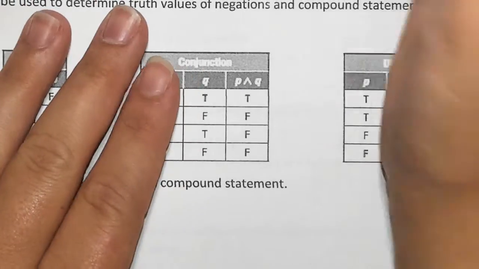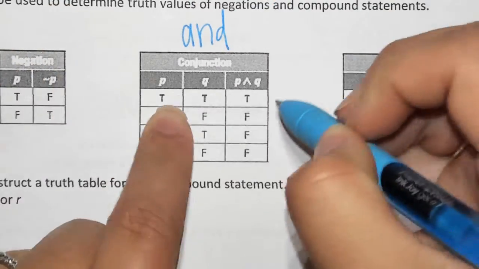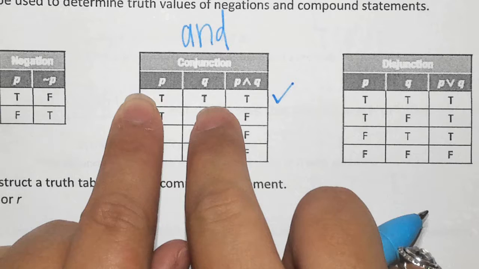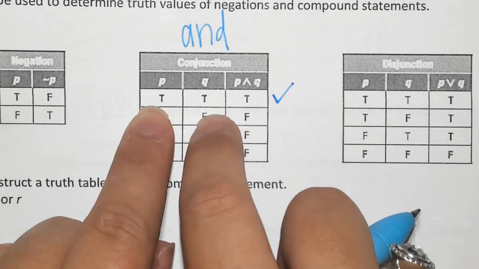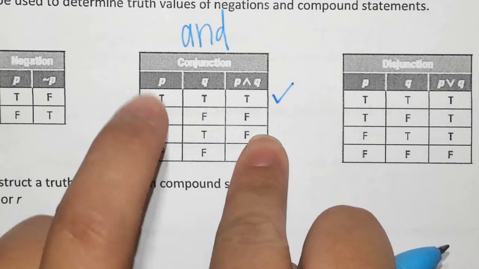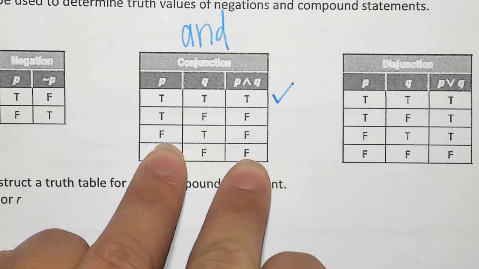For conjunction, is that and or? And. They both have to be true, which is why there's only one true. True and true is true. True and false is false. False and true is still false. False and false is still false.